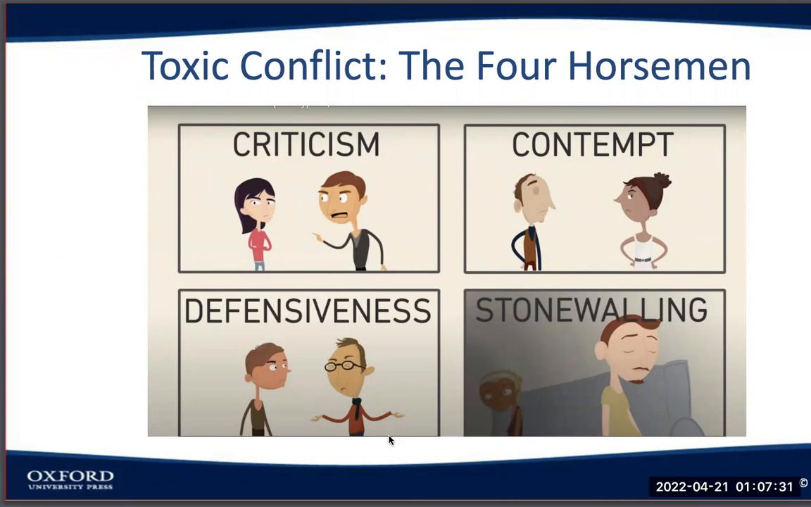So these types of communication behaviors can jeopardize the relationship, and it also takes a physical toll. That's because it can increase your stress levels and raise your blood pressure and cause a whole bunch of other unhealthy emotions. Toxic conflict can be destructive in an interpersonal relationship.